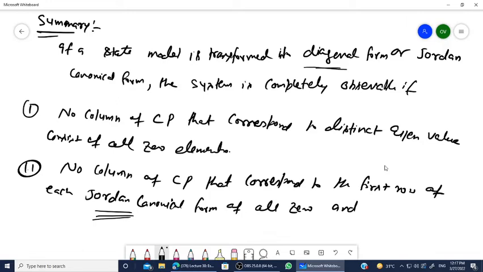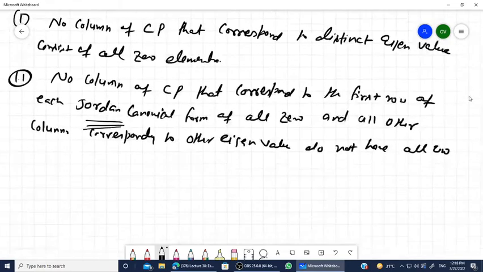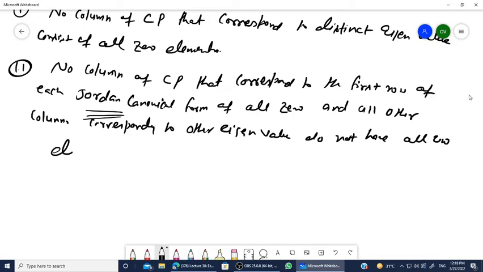Okay, and where it is repeated, that means all other elements and all other columns corresponding to other eigenvalues do not have all 0 elements, and this is the fundamental of the Gilbert test.